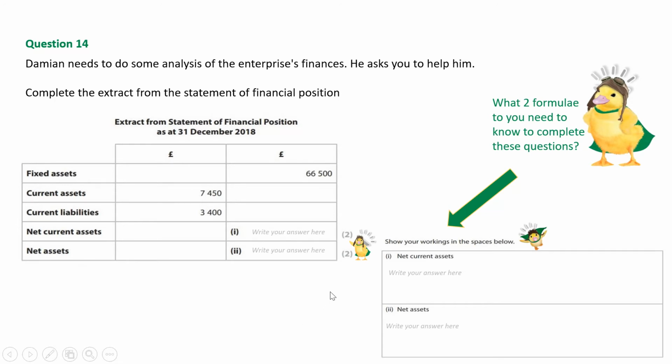Did you write down those two formulas? Remember, net assets, total fixed assets plus total current assets. Write down the formula, then underneath you can write down the numbers and then work out the answer. And net current assets, current assets minus current liabilities. Guess what? Write down the formula. Underneath each you can then write down the numbers to help you with the working out and then write the answer in the space provided.